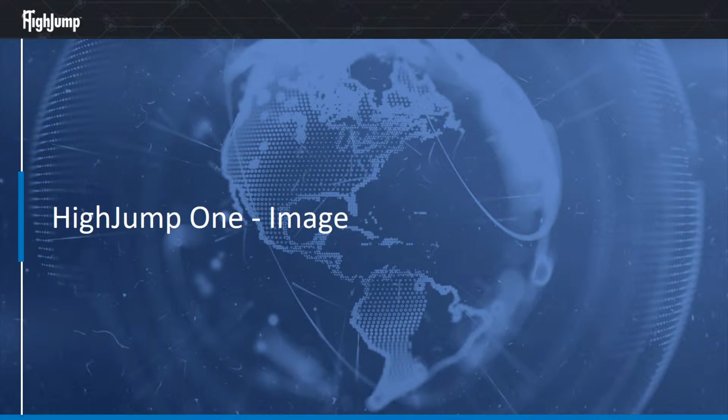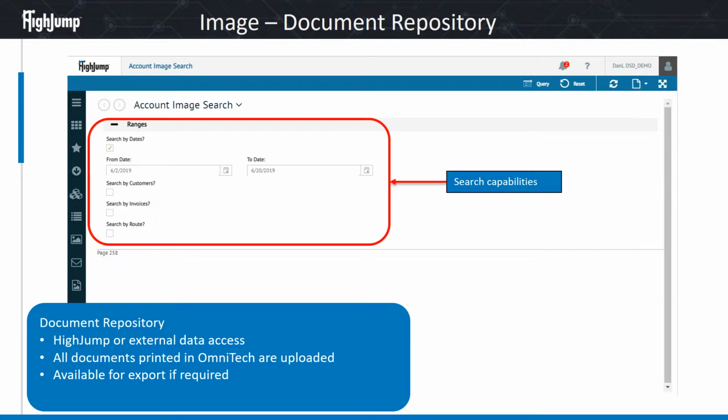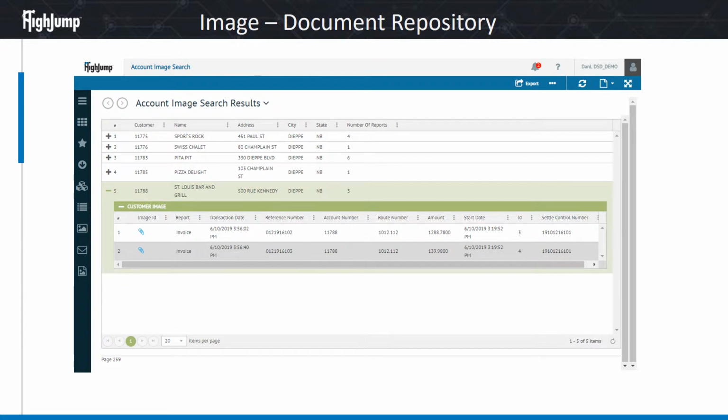The next area is, well, what do we use within HighJump Route Administrator? Well, image. In retail execution, there's a lot of different things that you're going to be collecting, whether those are internal or external data points. All of the documents that we actually complete in the field through Omnitech are electronically stored and available here 2 or 3 clicks away. So we can start off here by looking at our search capabilities. I can look at a specific date range, maybe specific customers or routes or invoices to go through and find that. Then once I narrow that search, I see here's my specific accounts on a given date, and I can drill down in here.